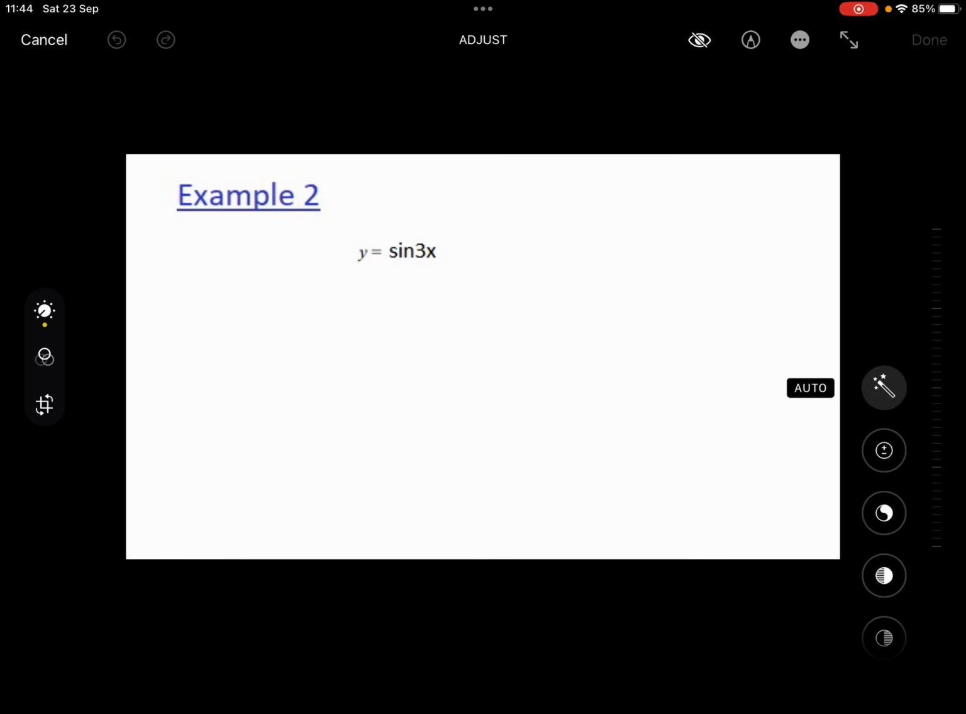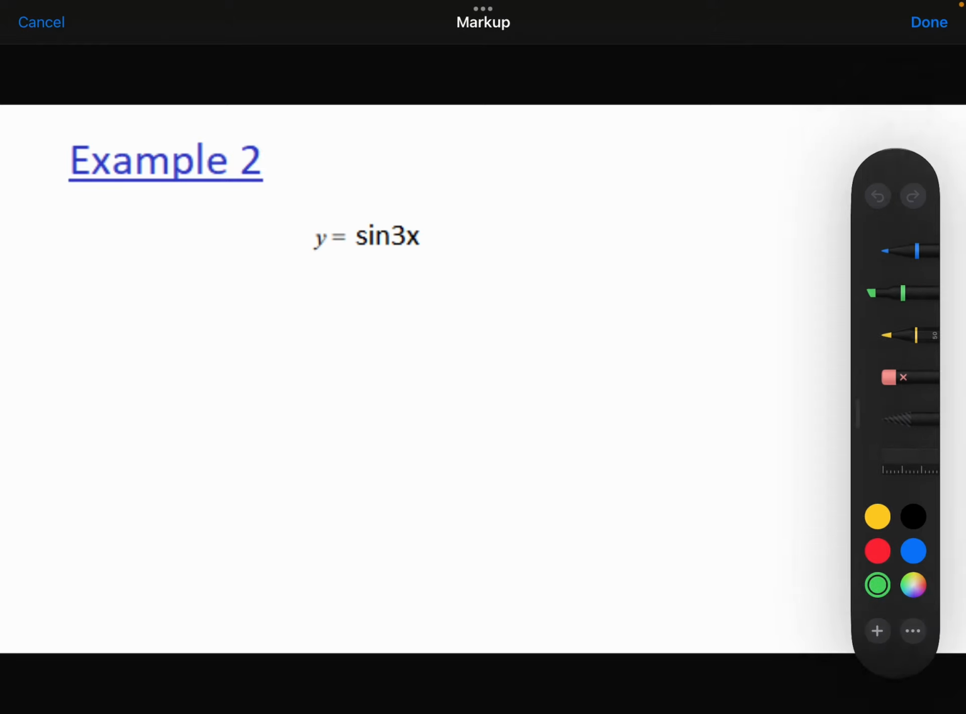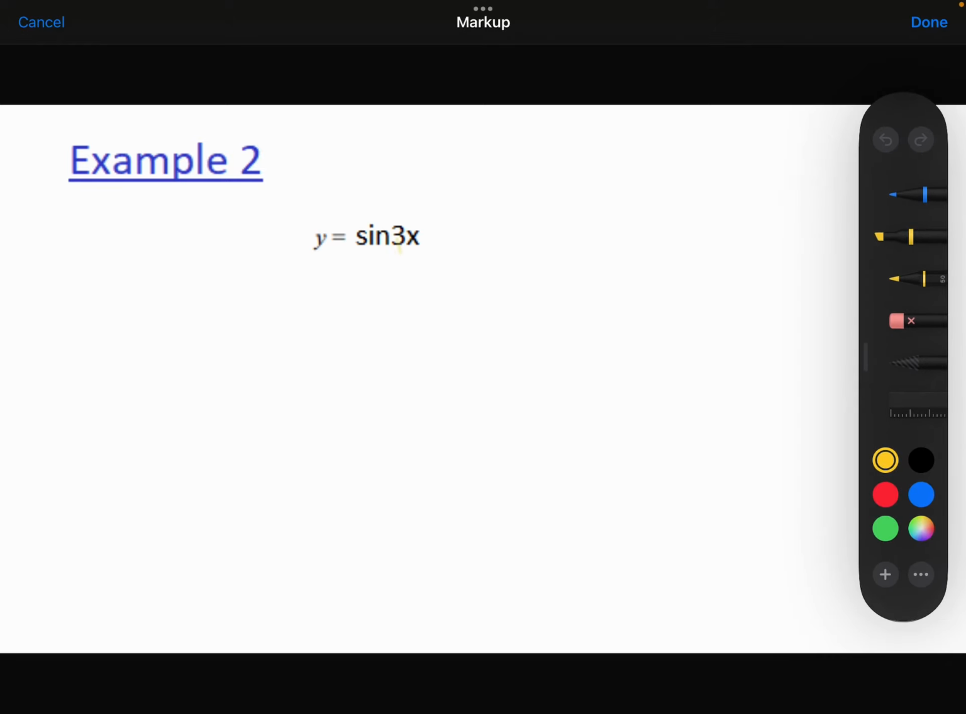Next example, we've got 3x inside the sine function. So differentiate the sine function first. Sine differentiates to be cos. The inside stays the same. Then we're going to multiply by the derivative of the inside function.